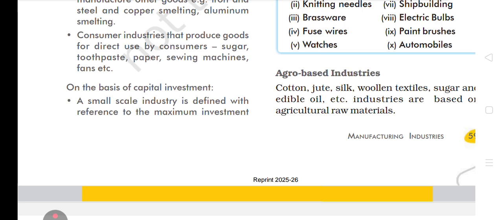Sewing machine, you know very well, right? Silai wali machine. Okay, do you see? Sewing machines are those machines.